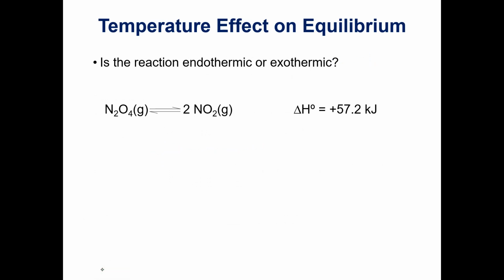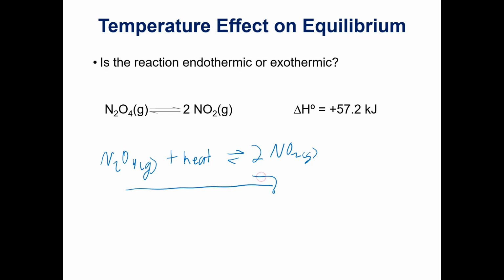So let's take a look at another example. Delta H for this reaction is positive 57.2. That means that this reaction is endothermic. So we would write this as N2O4 plus heat gives us 2NO2. So this means that if we added heat to this reaction, it would shift the equilibrium towards the right, towards the products, because we added another reactant.